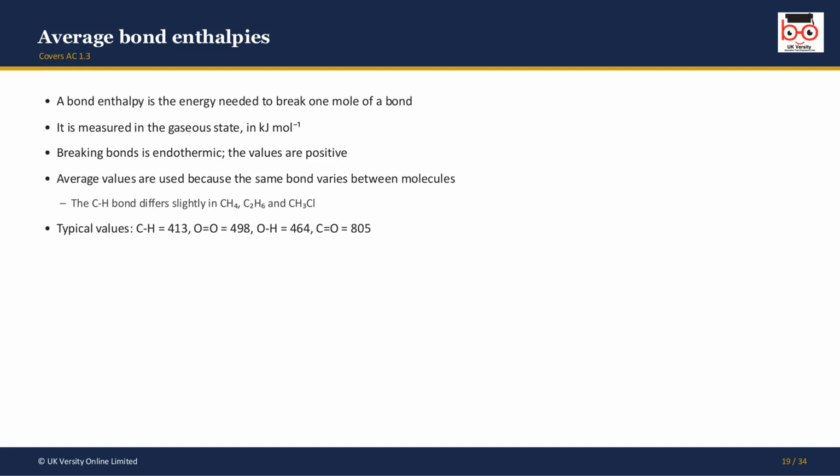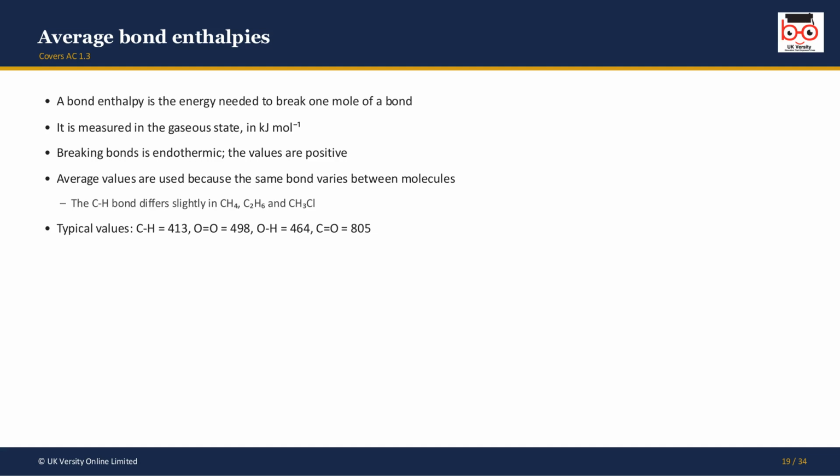Let's turn to bond enthalpies. A bond enthalpy is the energy needed to break 1 mole of a particular bond, measured in the gas state and quoted in kilojoules per mole. Since breaking bonds takes energy in, these values are always positive. We use average values because the same bond behaves slightly differently from one molecule to the next. The carbon-hydrogen bond isn't quite identical in methane, ethane, and chloromethane.